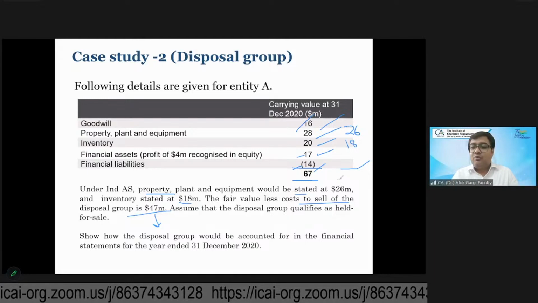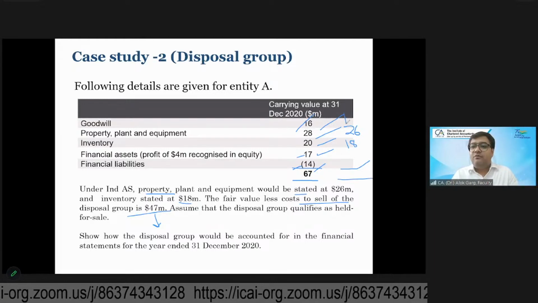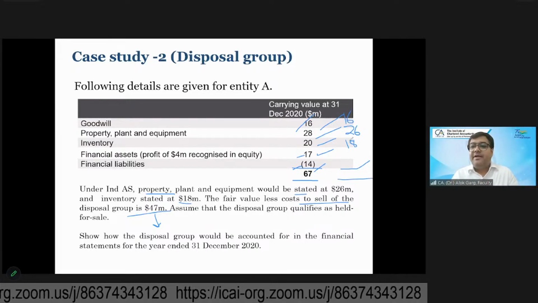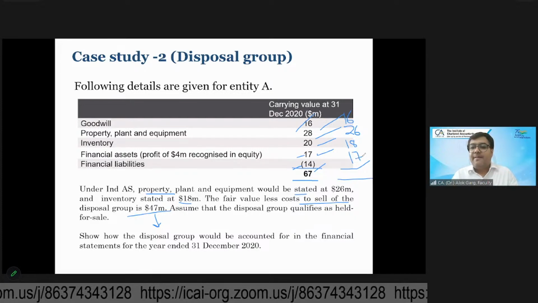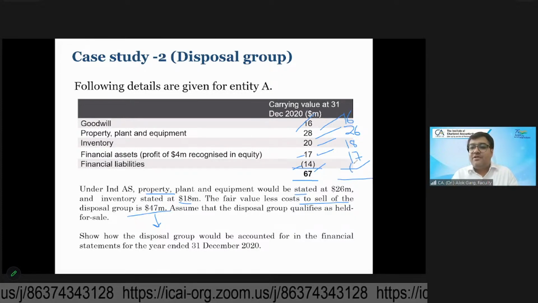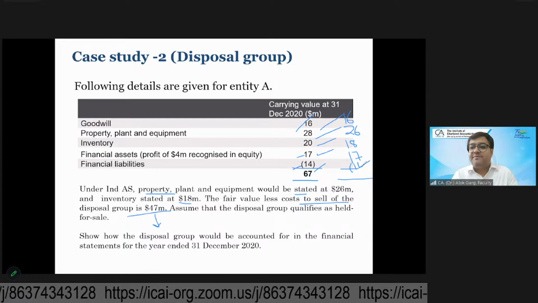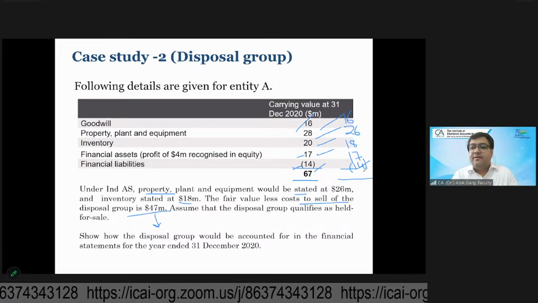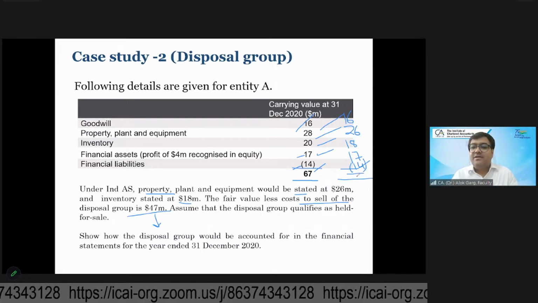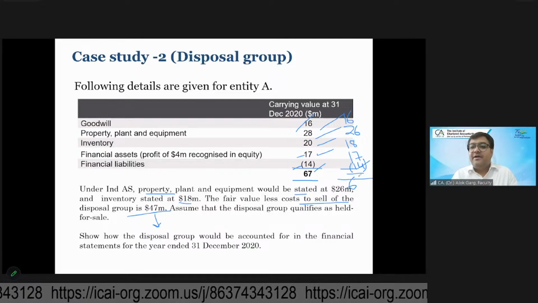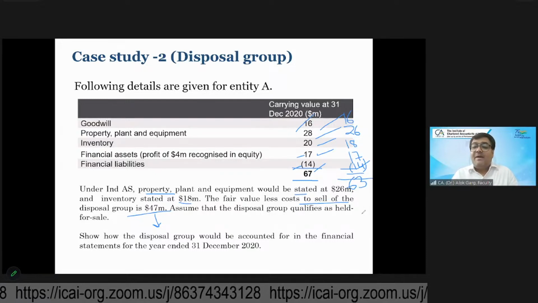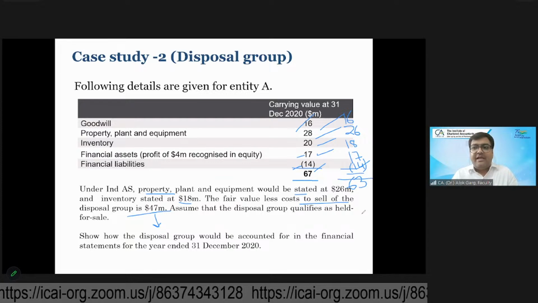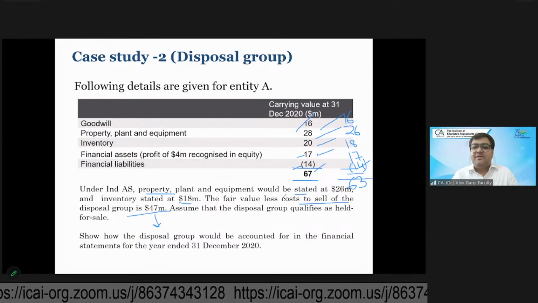So what is my total value? Total carrying value. It is 16, it is 17, and it is minus 14. What is my revised carrying value as per step number one? It comes out at how much? 63. It comes out at 63. So my step number one, compute carrying value as per the respective standard, is 63.